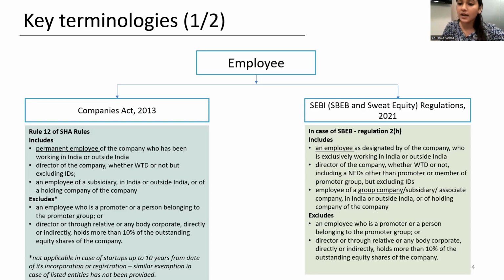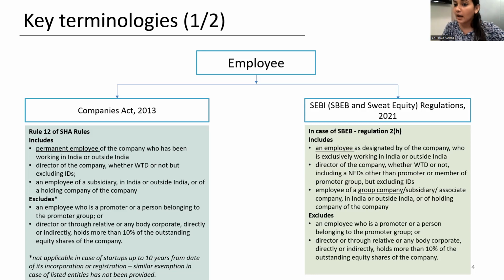When we talk about exclusions, other than the independent directors, a promoter or a person belonging to the promoter group is not included. Second, any director who holds directly or indirectly more than 10% of the outstanding equity shares of the company is not included. In the case of the Companies Act, there is an exemption with respect to this promoter or promoter group and director, to promote startups. MCA came with an exemption notification wherein for startups up to 10 years of incorporation, this exclusion under the Companies Act is not applicable.